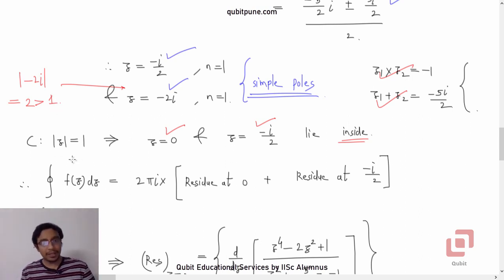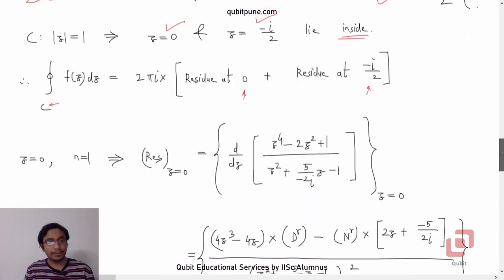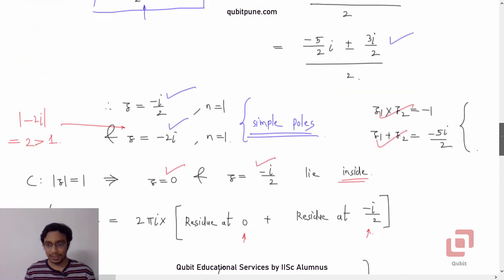Alright, so by the residue theorem, we can say that the value of the integral of f of z with respect to z along the unit circle C is 2 pi i times the residue at 0 plus the residue at negative i upon 2. Now let us go to z equal to 0.